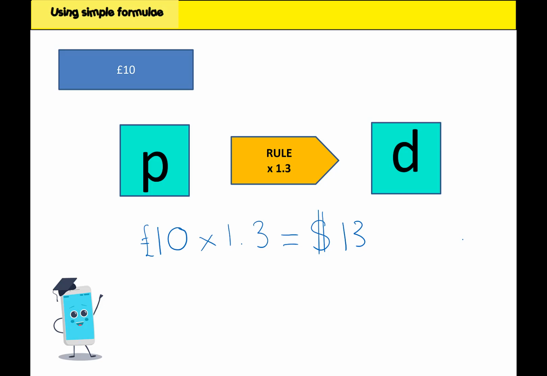So £10, I'm going to multiply it by 1.3, which gives me 13, and that is how I convert my £10 to $13.